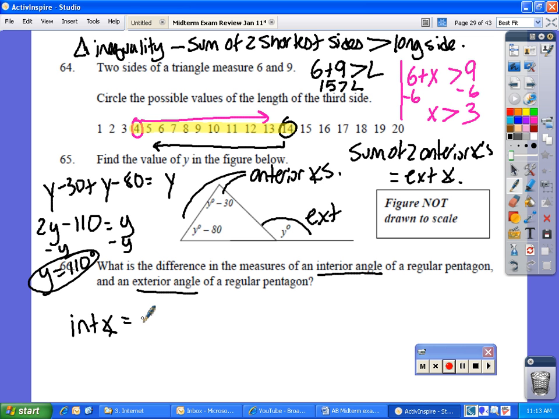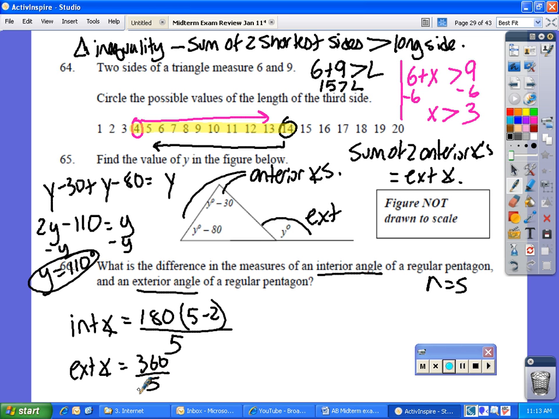is equal to 180 times (n minus 2) divided by n, where n is the number of sides, which here is 5. And the exterior angle is just equal to 360 divided by n, which in our case is 5. Okay, so let's actually figure this out. 180 times 3 over 5, and 360 divided by 5, which happens to be 72.